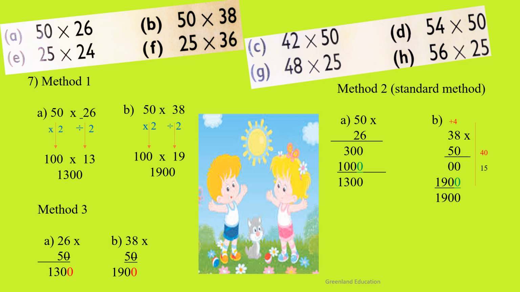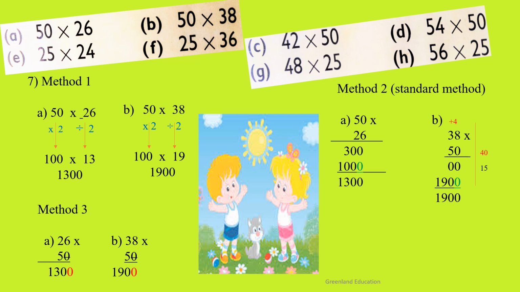Now you have to multiply 50 by 2. 2 multiplied by 0, 0. 2 times 5, 10. Now you should add. 0 plus 0, 0. 0 plus 0, 0. 3 plus 0, 3. Here 1. So the answer is 1300.